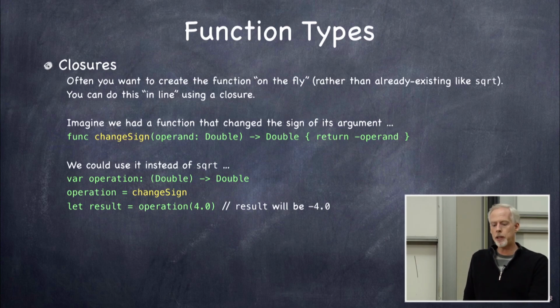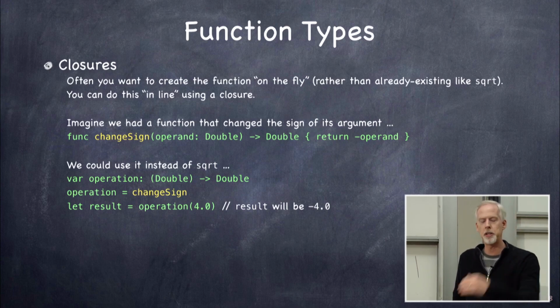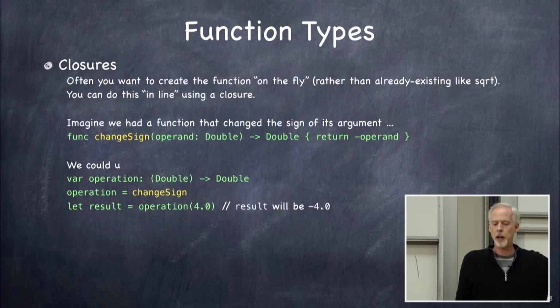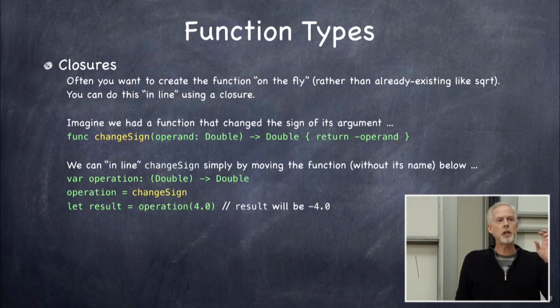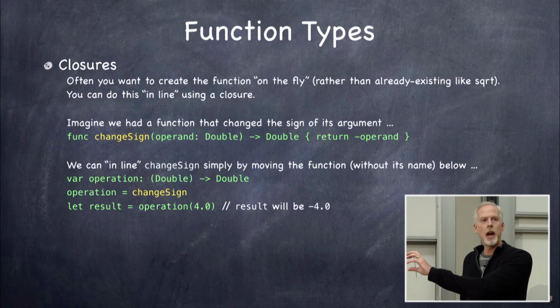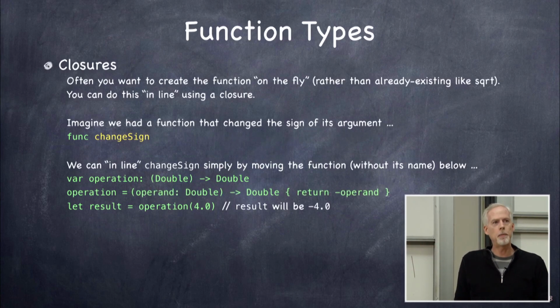So what does the syntax look like if we wanted to take change sign and just drop it right into the middle here instead of having a separate function? Okay, how would we do that? All right, we're just going to pick up all of change sign except for its name and move it down, watch. Okay, so I just put it right in there.